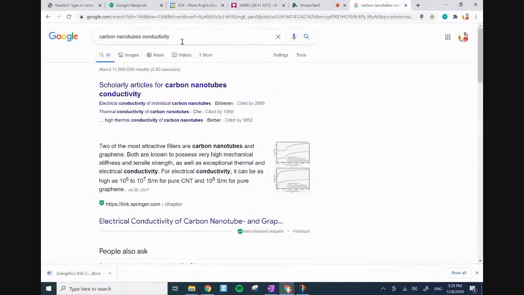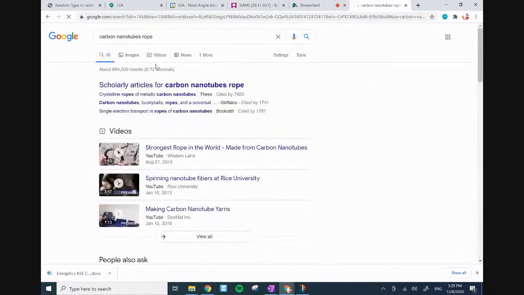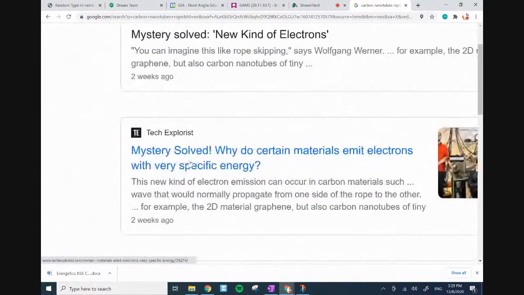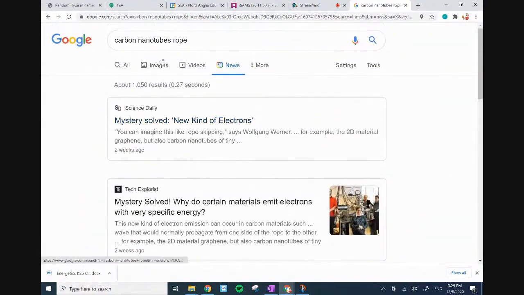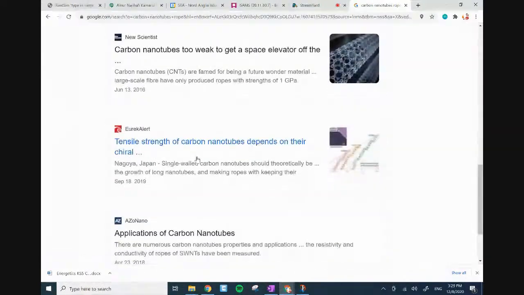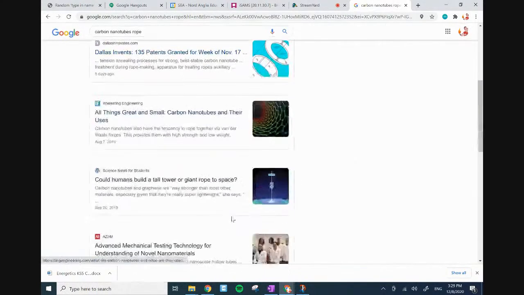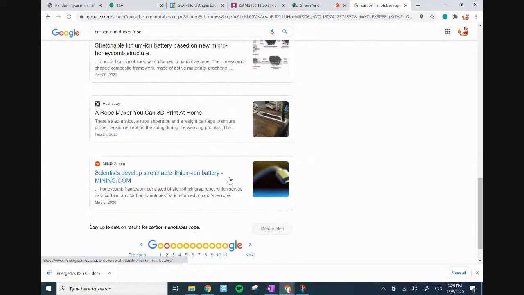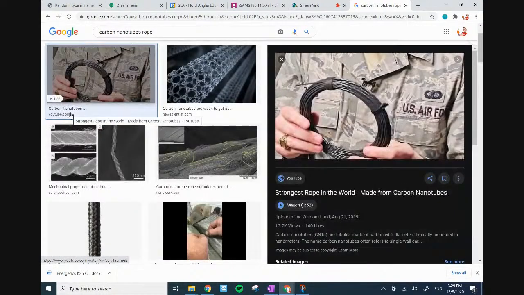If you look at recent news on carbon nanotube rope, let's see what they've hit recently. So, mystery solved: why do certain materials emit electrons? Okay, that's not quite what I was hoping for. Carbon nanotube rope. Let's have a look. There's usually an article about someone who's managed to actually build a better rope. Let's actually go to images and we will see one. There you go. Carbon nanotube ropes.